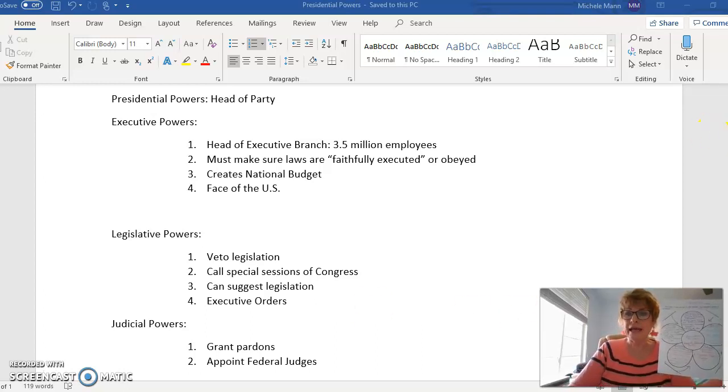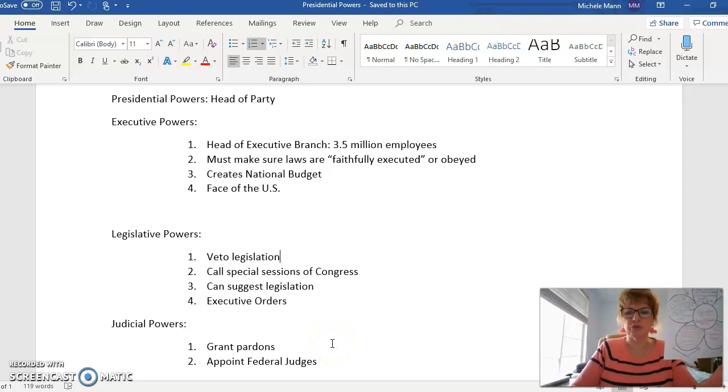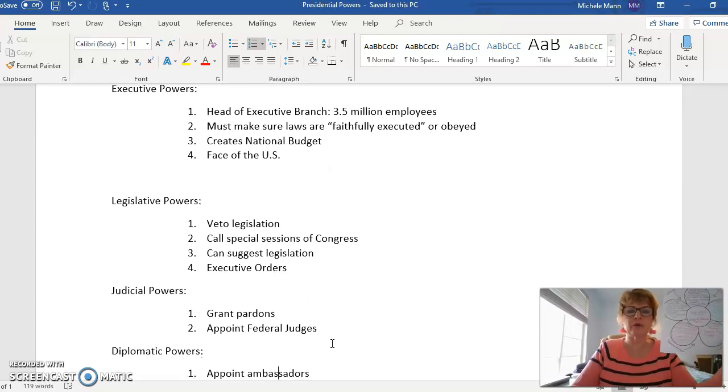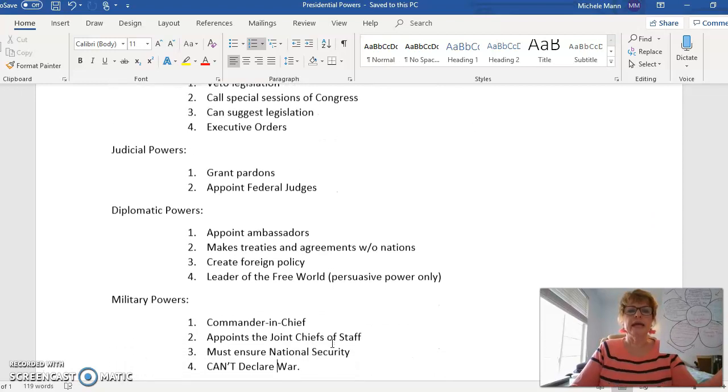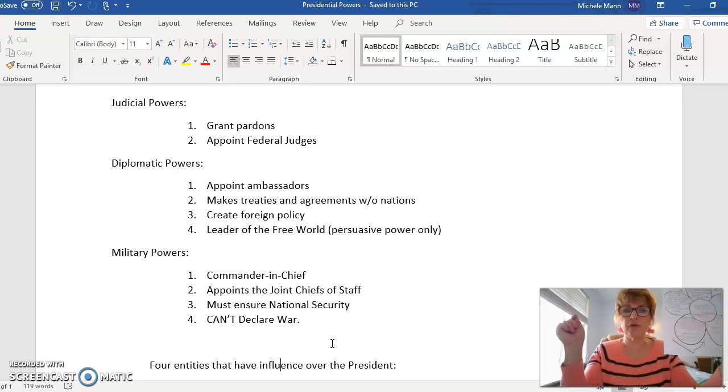Then he has judicial powers. So down in this one, there's only 2. You'll notice that each petal has 4 things, except for judicial powers. He just has 2. And that means that he can grant pardons. He can do a get out of jail free for those guys who are in federal prisons. He can't do it for state prisons, but for federal prisons.